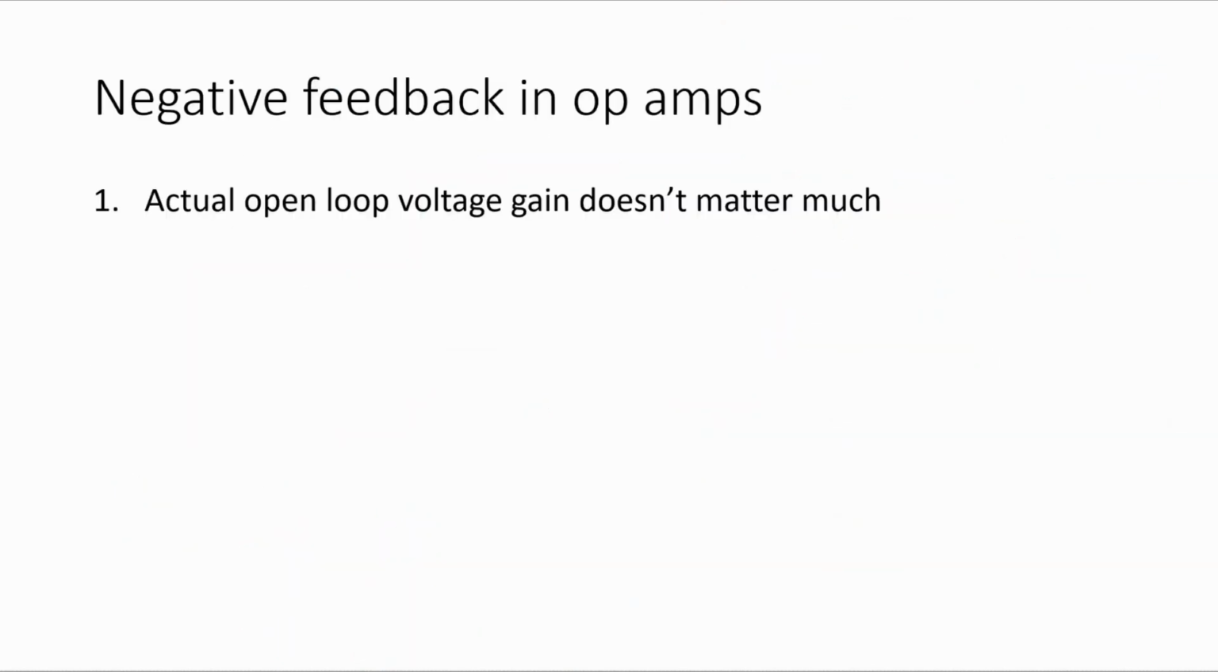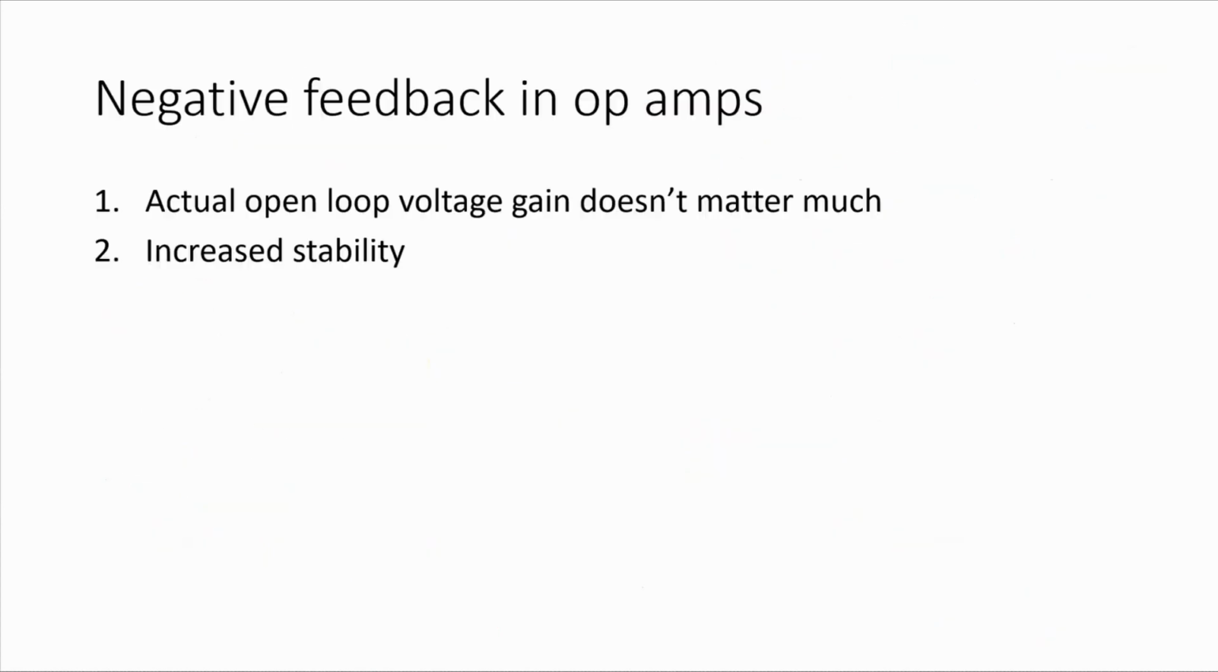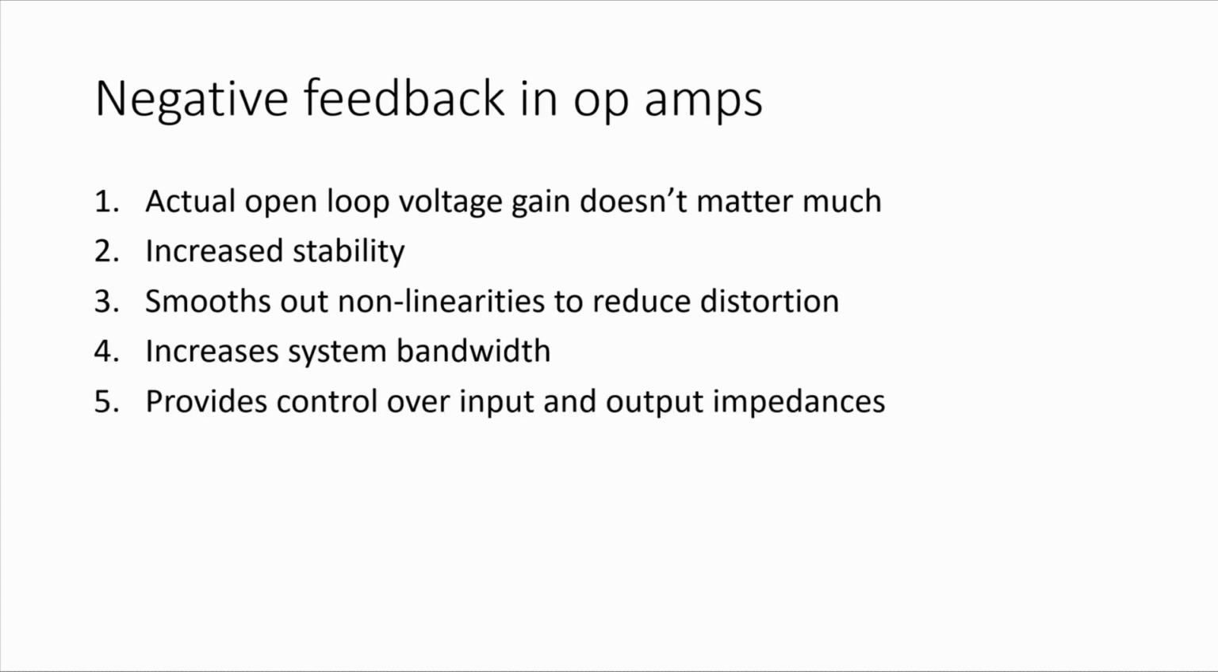And before we wrap up here, I just want to talk about a number of advantages that come when you have negative feedback in an op amp. The first one is that the actual open loop voltage gain doesn't matter much. So the actual value of A right here doesn't really matter because the output is really going to be proportional to what's going on outside of the amplifier. Secondly, you get increased stability. If there are external disturbances, the op amp is going to continue operating pretty much as normal. The op amp negative feedback is going to smooth out nonlinearities, and that's going to reduce distortion. The negative feedback increases system bandwidth, and it provides control over input and output impedances.